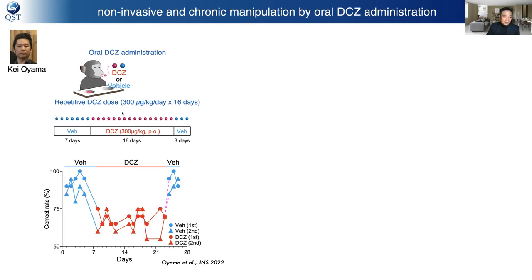But in this case, he gave the DCZ-containing food every day continuously for 16 days. And during this period, the monkeys continuously and consistently showed working memory impairment. And importantly, the next day following the last dose, the monkey's performance completely recovered to the normal level. So this suggests that at least within 2 weeks, DCZ and HM4Di don't show any short-term desensitization. And also, we can manipulate chronic silencing, at least in this population.